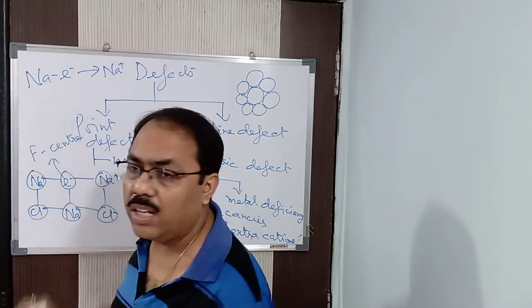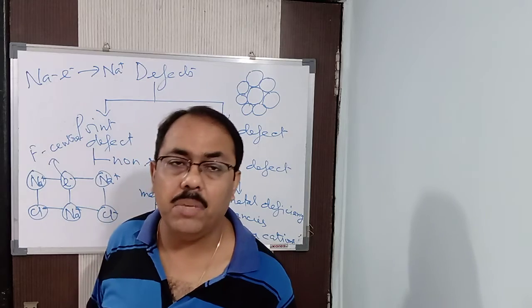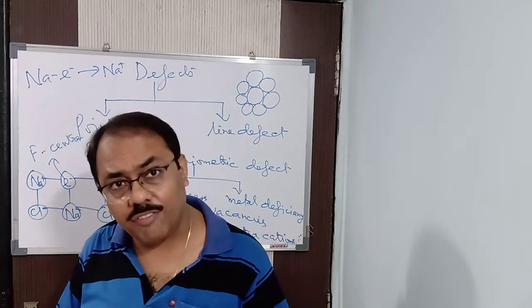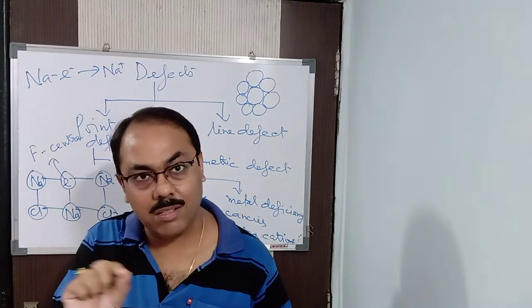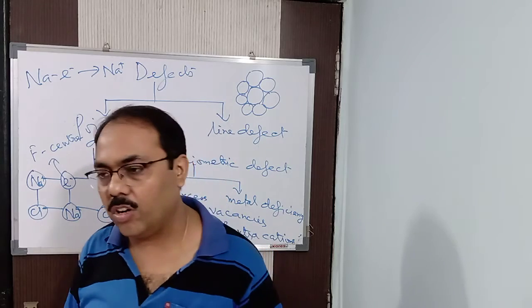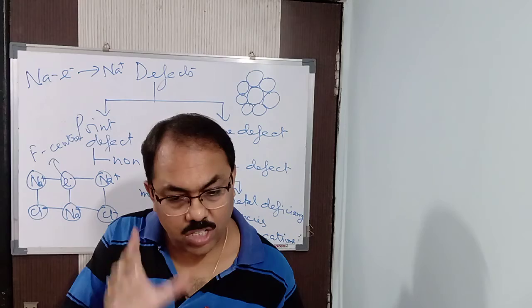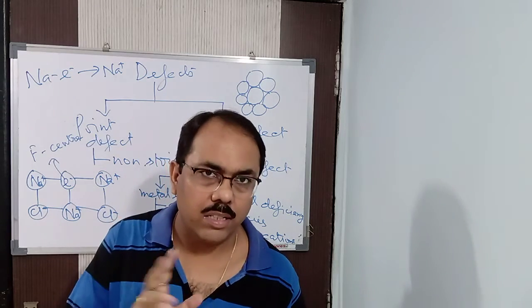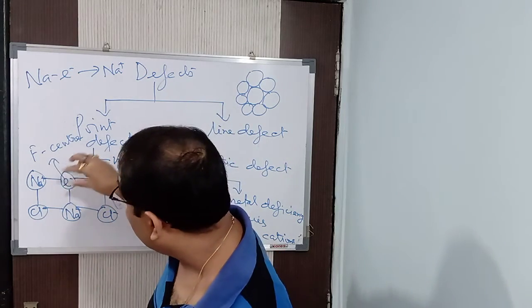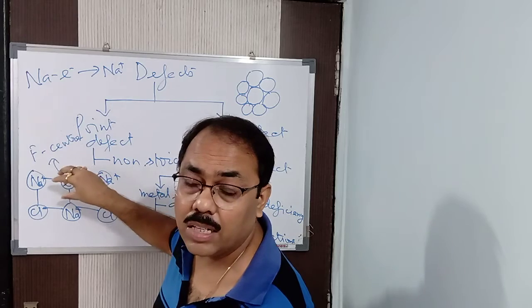F has come from the German word Faber, F-A-B-R-E. Got it? You have heard of the Faber-Castell company which produces colors. From there only we have got it. In German, Faber means color. So this is known as the color center.